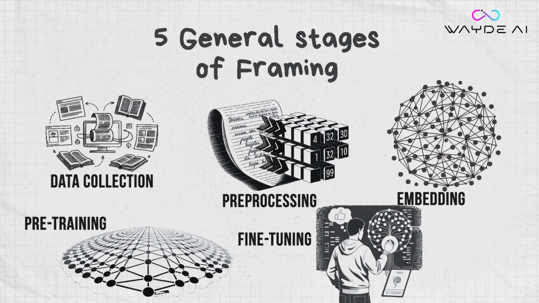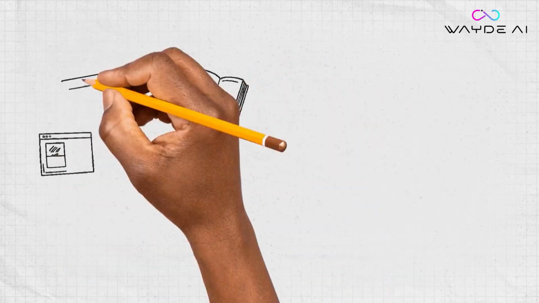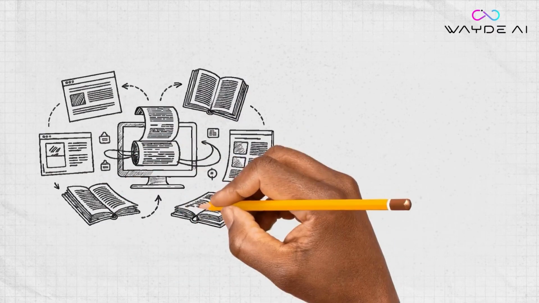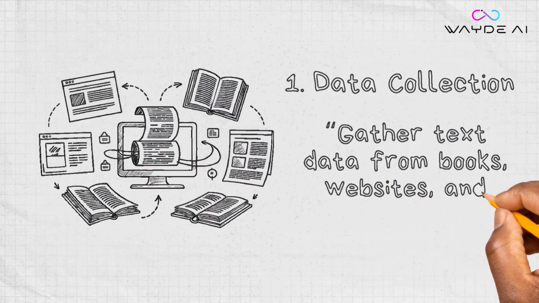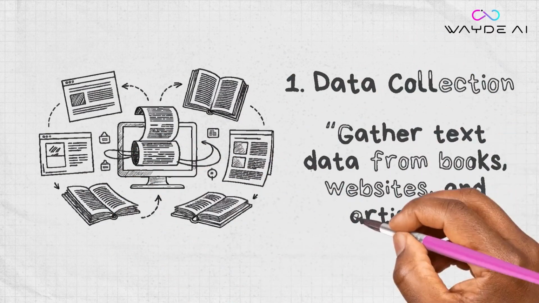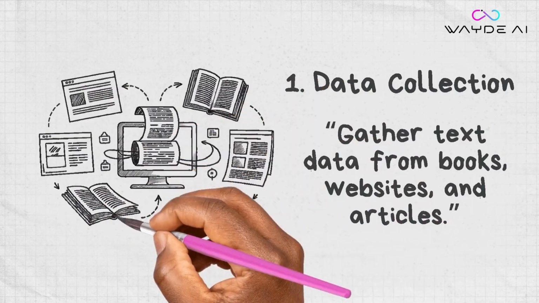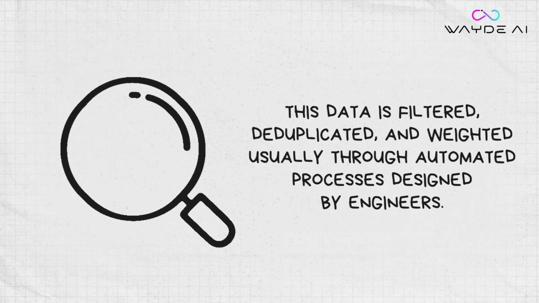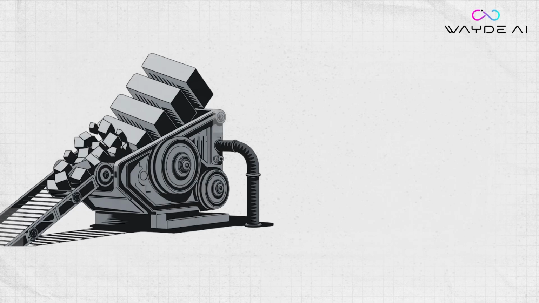Now, everything starts with data. Large language models are trained on massive amounts of text drawn from a mixture of publicly available sources, licensed material, and text intentionally created or curated for training of these LLMs. Now, before training begins, this data is filtered, deduplicated, and weighed, usually through automated processes designed by engineers. These early choices shape what the model treats as normal, common, or important.